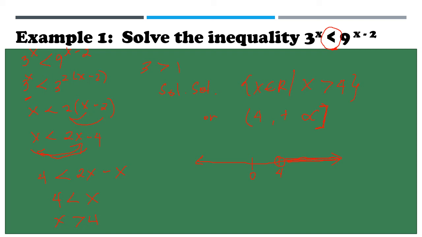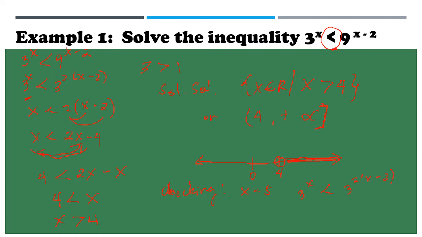Let us check nga. Let us have another, or let us have an example. Let's have the checking. Suppose my x is 5. 5 is higher than 4. So we can have 5 as our values of x. So if we're going to check this, our inequality, 3 raised to x is less than 3 raised to 2 times x minus 2.